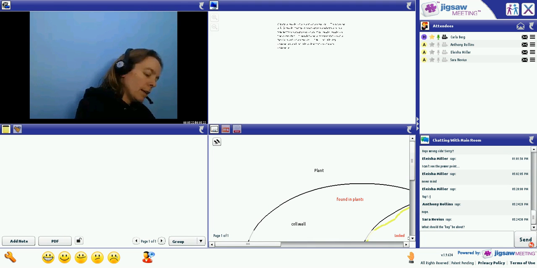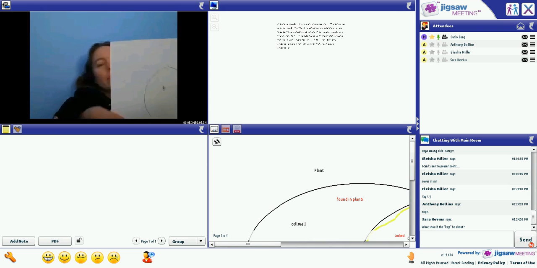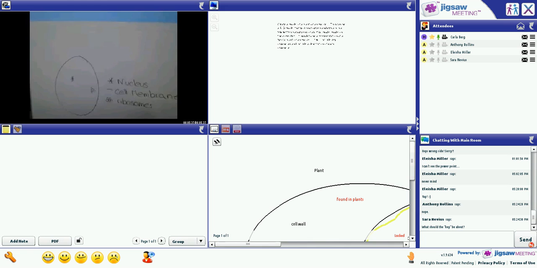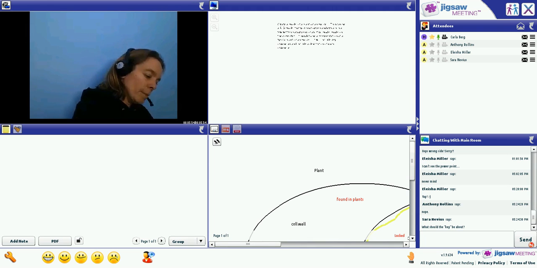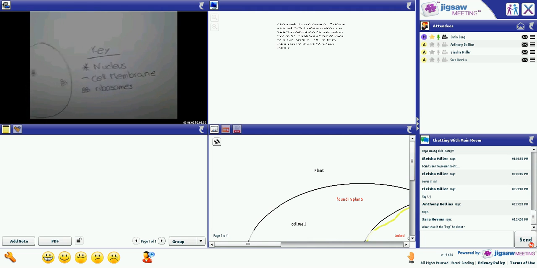now again, I'm doing this very quickly. Yours will need to be much neater than this. But I'm looking for something, you know, here's my cell, and next to it, I have my key. I have that the starburst is the nucleus, the cell membrane is a straight line, and the small little circles are the ribosomes. So you can either make a separate key like that, and you even should label it key, right along the side, or you can write it in paragraph form.